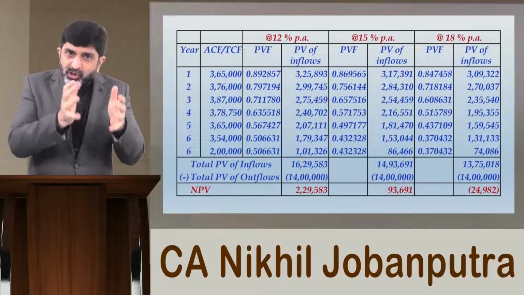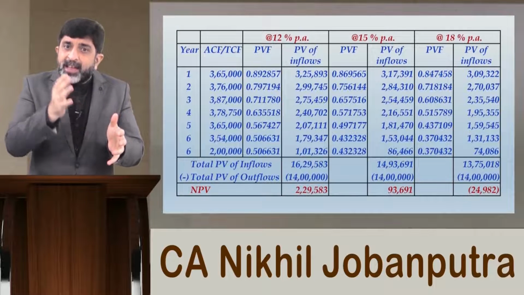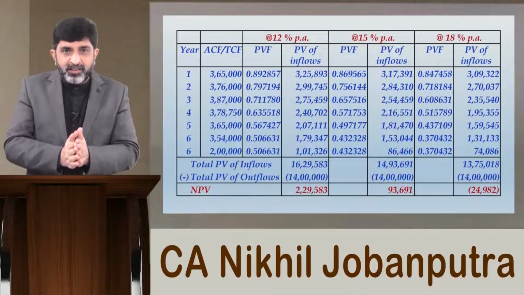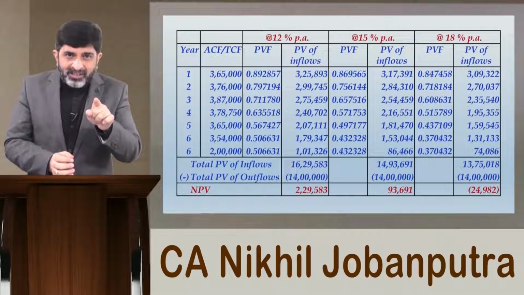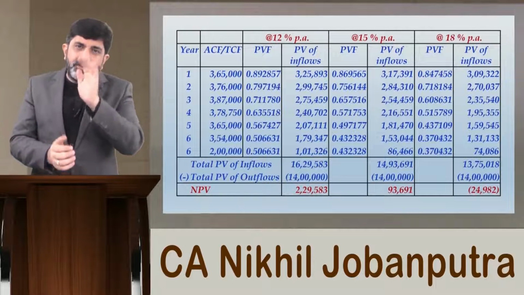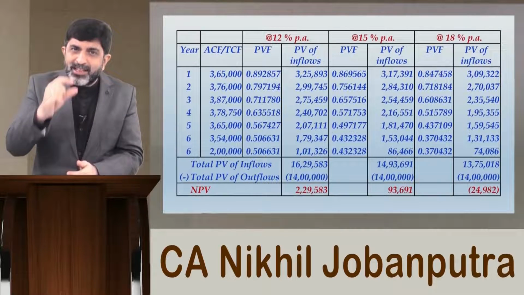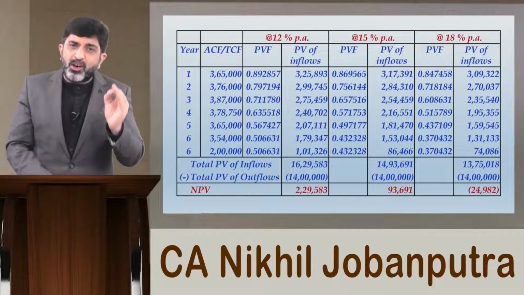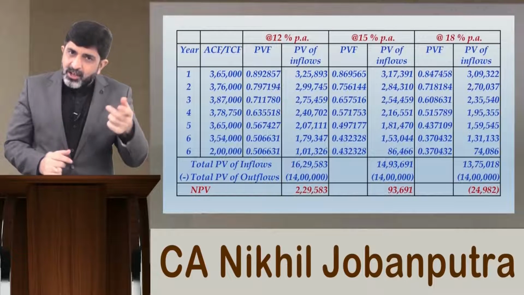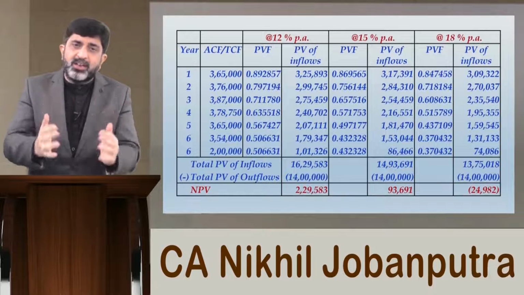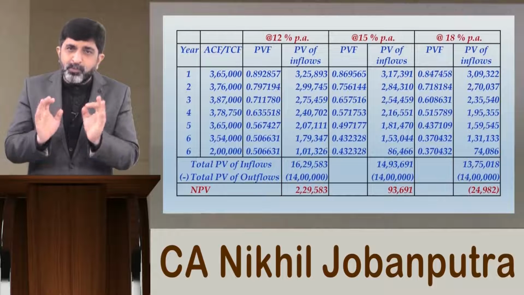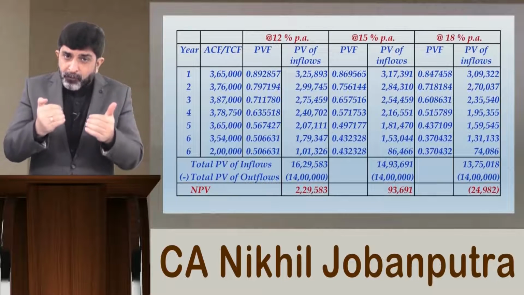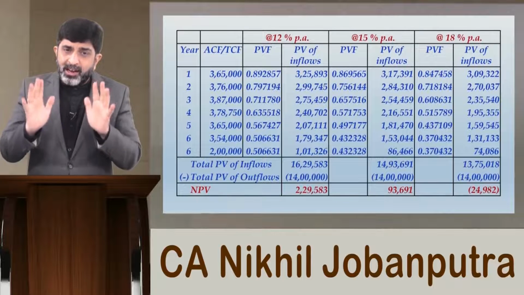That means the return generating capacity of this project is greater than 15%, but less than 18%. That return generating capacity of the project would be lying between 15 and 18%. We call that rate of return generating capacity the internal rate of return. In questions ahead, we will learn how to compute internal rate of return. But as of now, let us point out these implications that we have drawn from this question number 4.